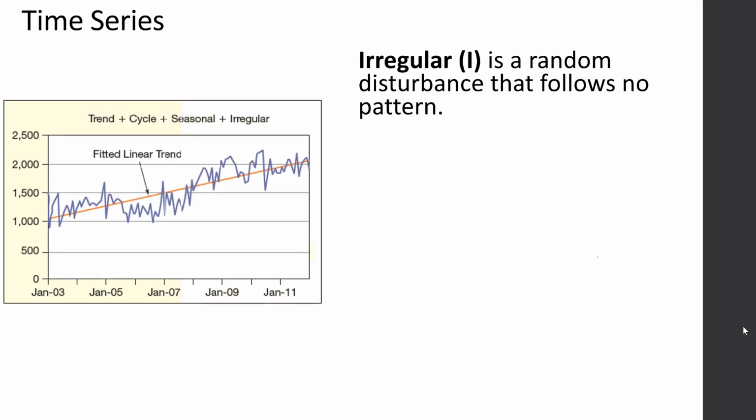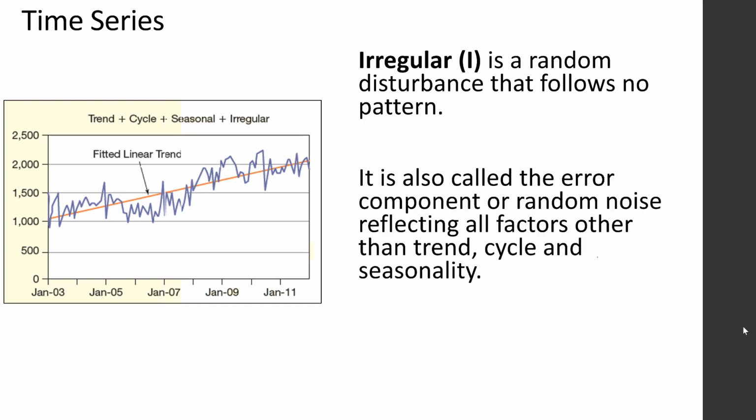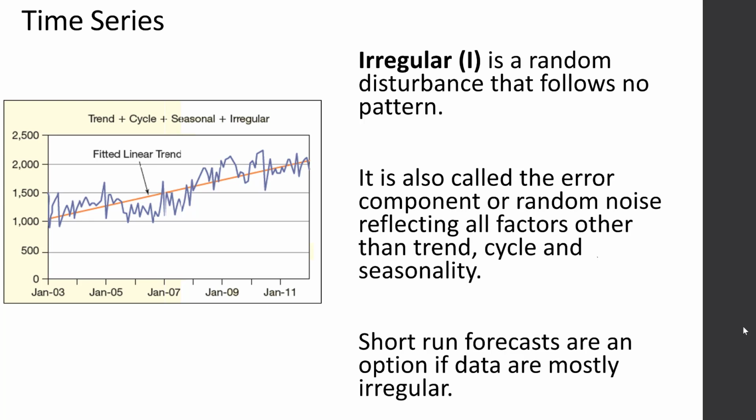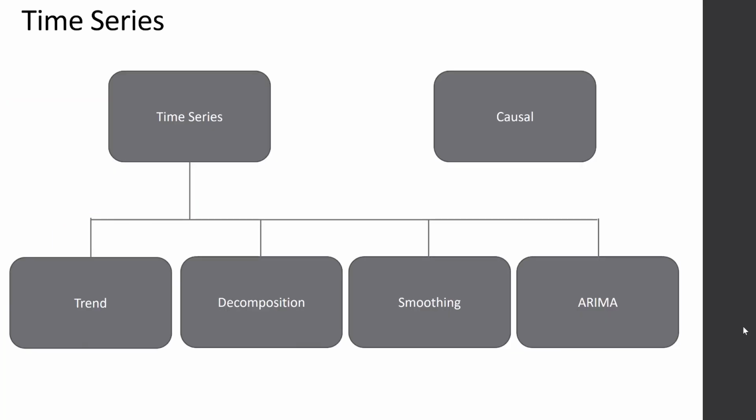All right, so irregular part of the pattern is your residuals, just like we had in regression. So this is also called the random error component or random noise, reflecting all factors other than trend, cycle, and seasonality. It's the unexplained variation that's always going to be there. Short-run forecasts are an option if your data are mostly irregular.